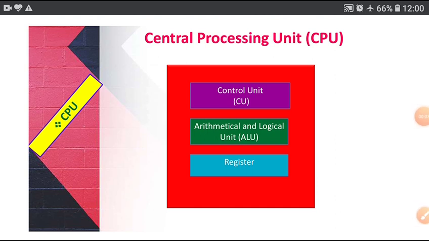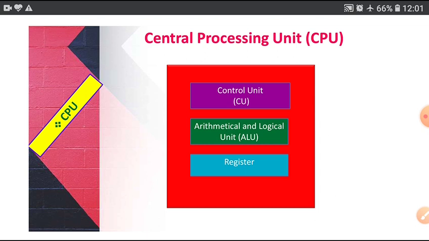In this video I intend to teach you processing units of computer system. First I want to discuss the central processing unit, CPU. CPU is called the brain of the computer. You can see this diagram.